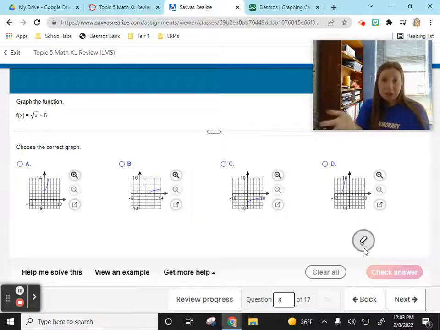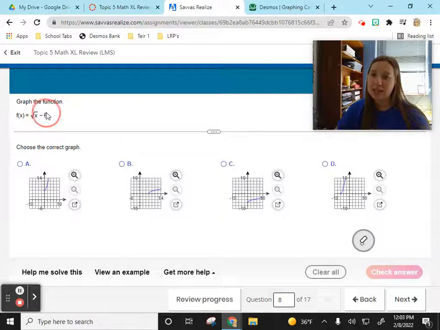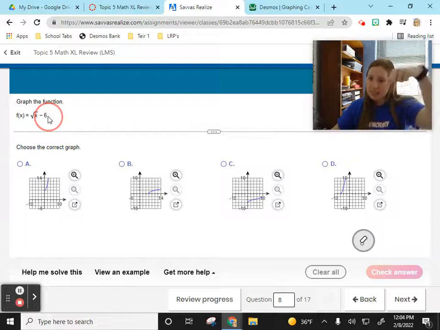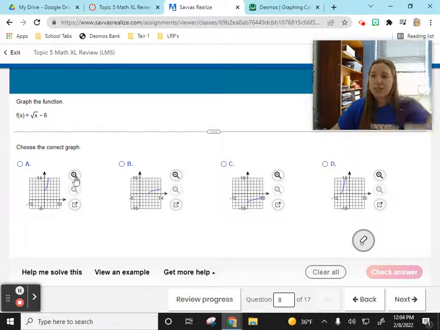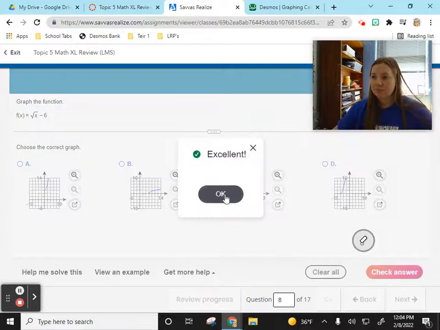You can use Desmos here to graph, or you can use what we know about transformations. The question I'm asking myself is, what is that negative 6 going to do to my parent function? I know it's going to move it down 6. The shape of my graph is going to stay the same. I know it won't be A. I know it won't be D. B has moved to the right 6. C has moved down 6.